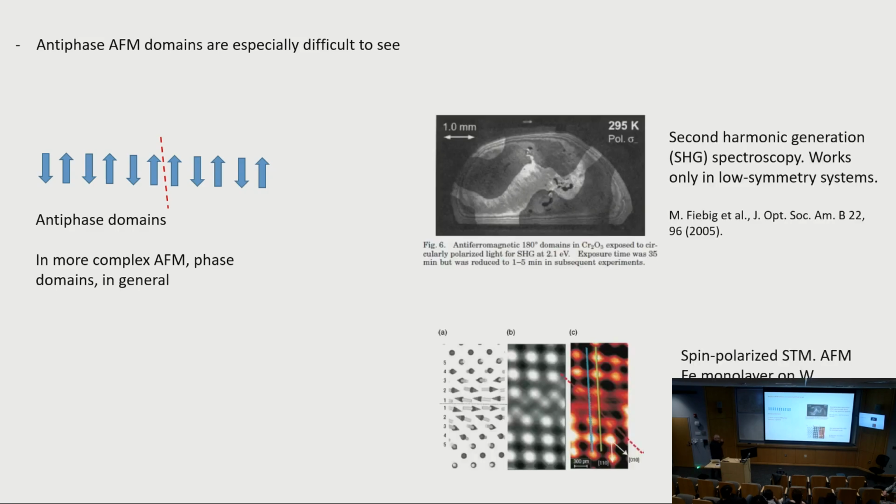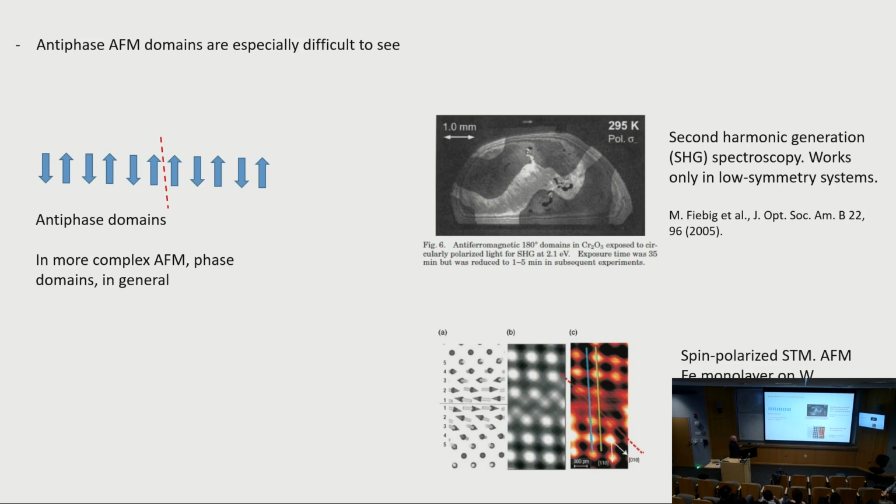Now, in some cases, antiphase domains could be imaged by the existing techniques. So, if the symmetry of the material is low enough, this can be done, for example, by second harmonic generation spectroscopy. These are antiphase domains imaged in chromium oxide using second harmonic generation. But the idea is that the symmetry of the material should be low enough in order for the magnetic and the structural signals to interfere in the correct way. In other words, the structural environment of the up spins should be different from the structural environment of the down spins. So very specific symmetry requirements.